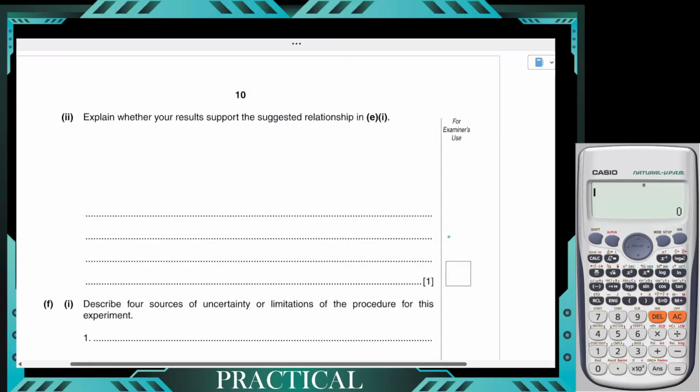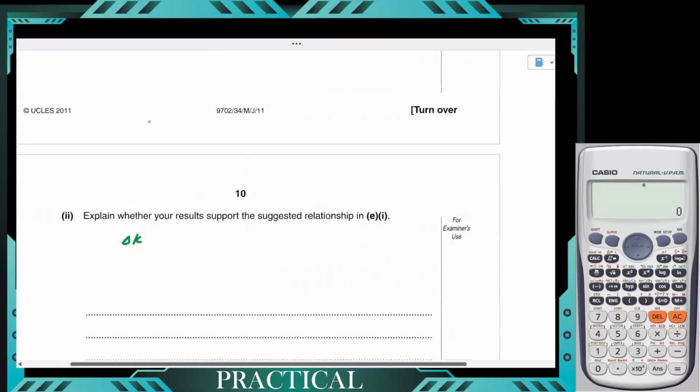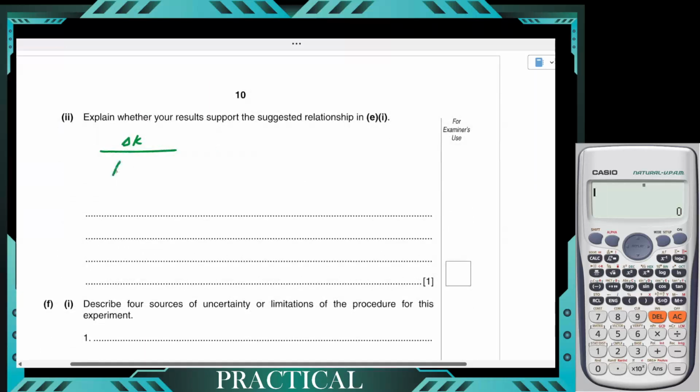And the follow-up question is, they always ask you this one: explain whether your results support the suggested relation in E1. So for this one, first of all, you have to write down the formula: delta k, which is the difference in the two values of k, the first value and the second value, bigger minus smaller, divided by k average. You can also divide by the first value, you can also divide by the second value, and you can also divide by the average value. Multiply by 100. This gives you the percentage error.